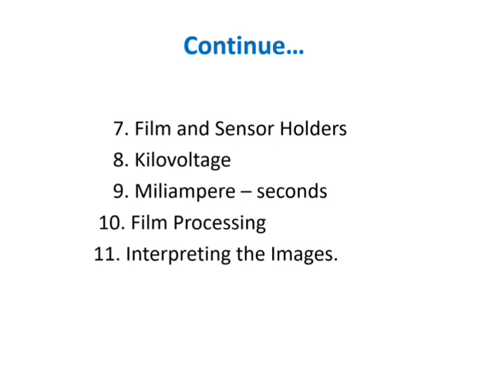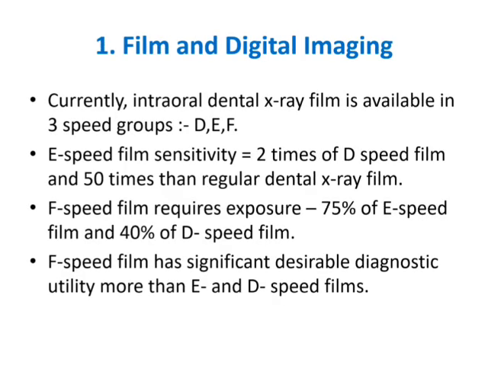So starting with the film and digital imaging, currently intraoral X-ray film is available in 3 speeds, that is D, E and F. So E speed film, the sensitivity is equivalent to 2 times the D speed film and 50 times that of the regular dental X-ray film. Regarding the F-speed film, it requires an exposure of 75% of E-speed film and 40% of D-speed film. F-speed film has significant desirable diagnostic utility more than E and D film.